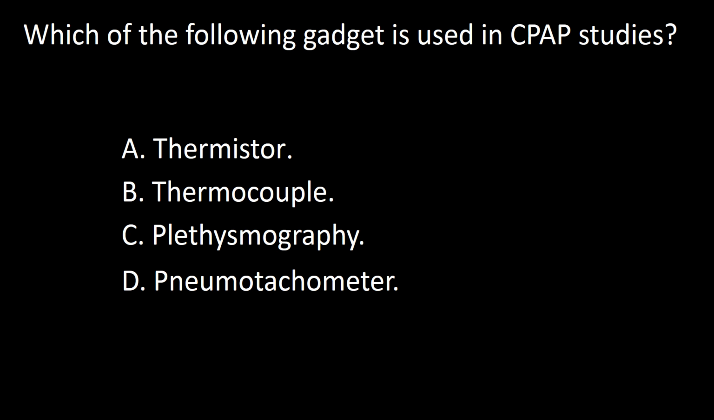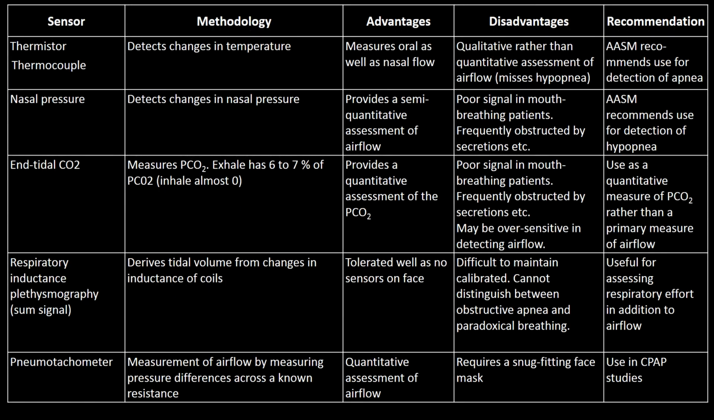Next question. Which of the following gadgets is used in CPAP studies? A. Thermistor. B. Thermocouple. C. Plethysmography. D. Pneumotachometer. Pneumotachometers are used to assess airflow by measuring pressure differences across a known resistance. It is used during CPAP studies.